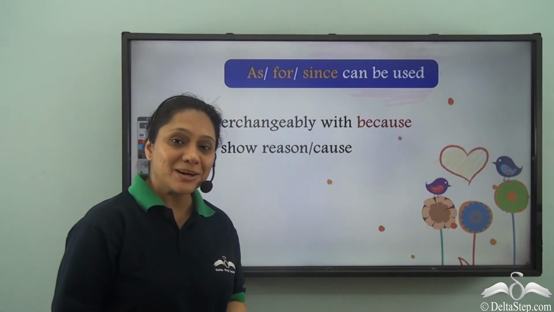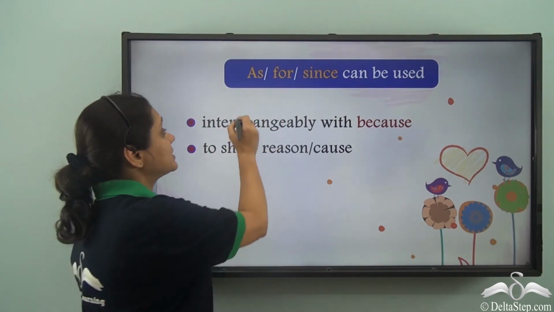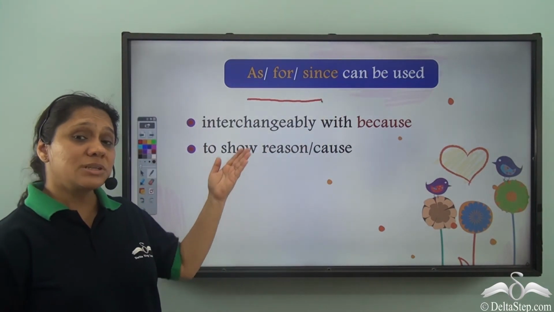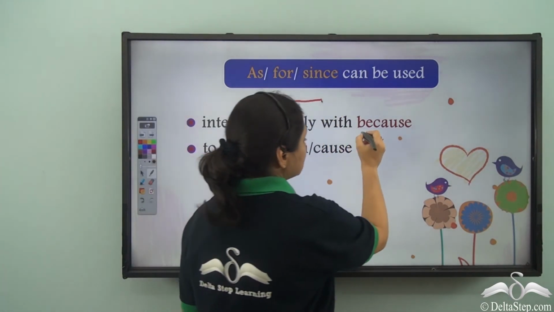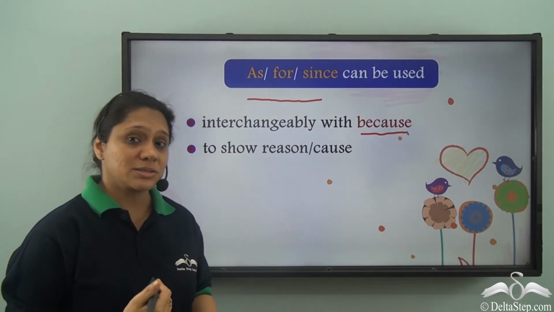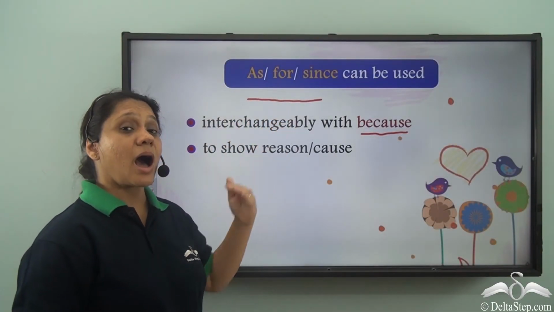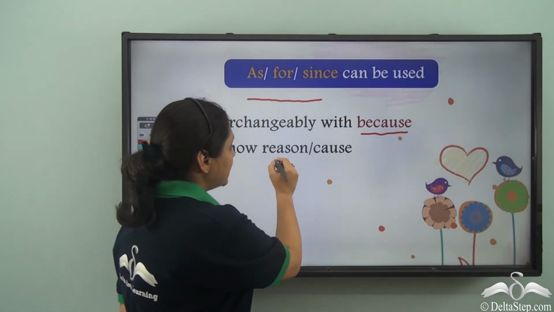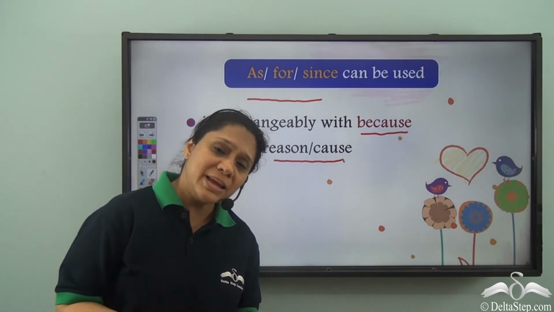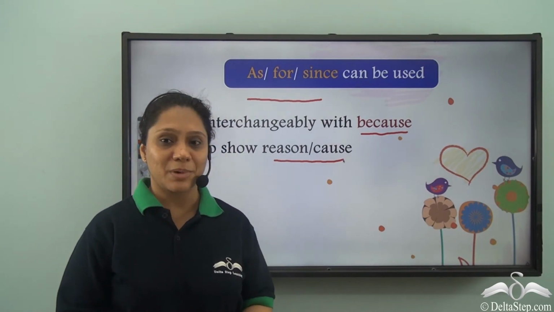So what did we learn today? We learned that as, for, since are all conjunctions and they can be used interchangeably with because. That means they do the same work that because does. As, for, since are used to show reason or cause. There are many more conjunctions in the English language and we will soon learn about them.